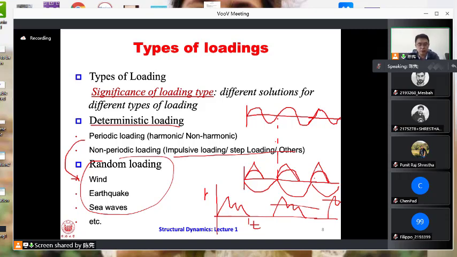So this is two types. In chapter 3, we will discuss this in more detail, so we just skip this here. We cannot stay here too long. In chapter 3 and chapter 4, we'll discuss periodic loading, and there we can discuss this topic in more detail.